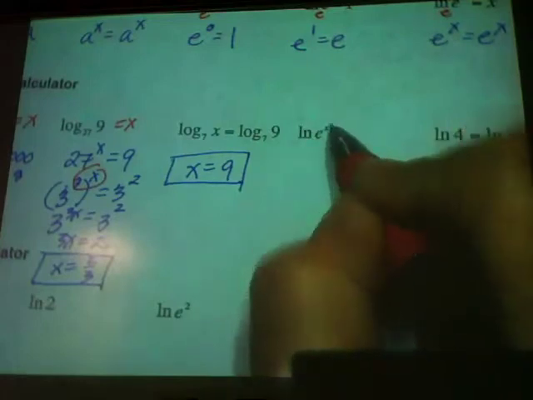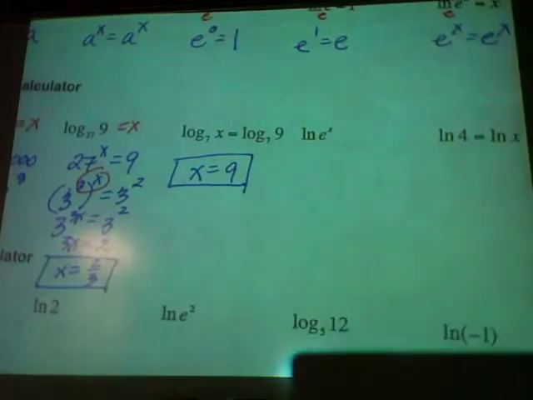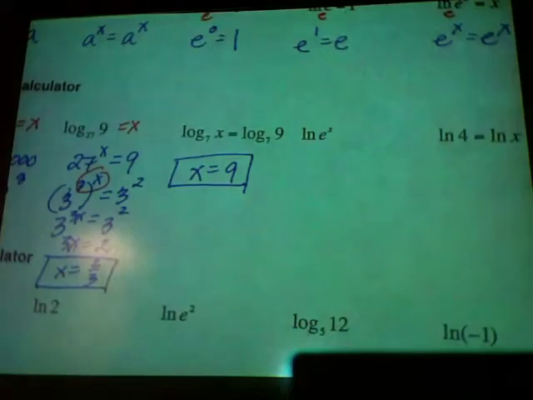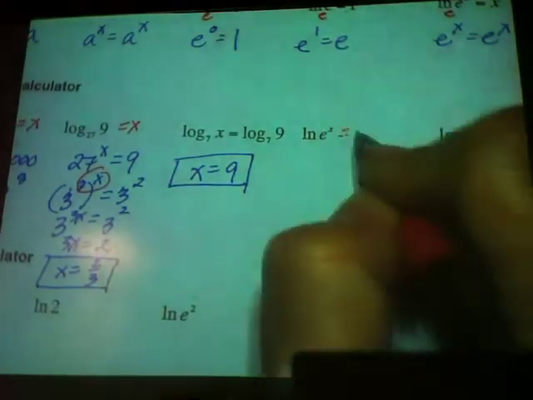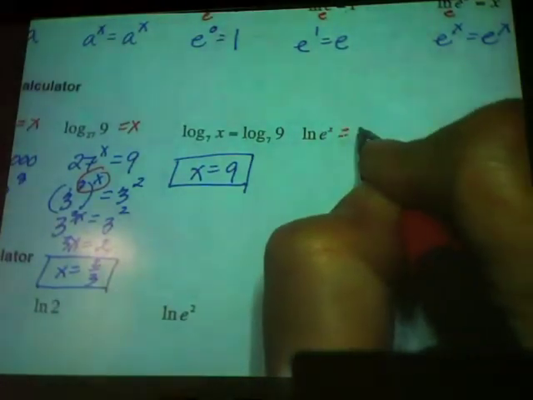All right, what about this one? What is this equal, though? Make it equal x, even though your x is up there, right? Because I want to show you something.